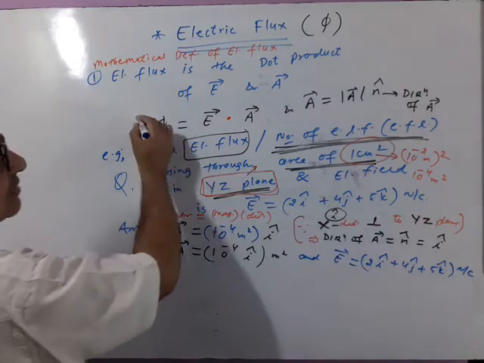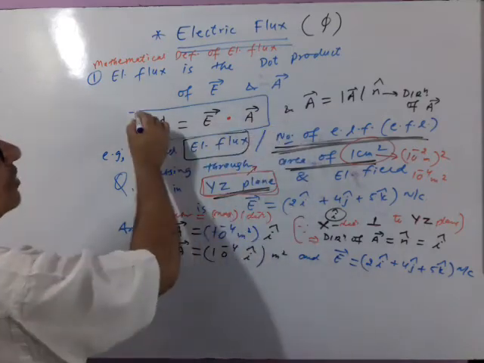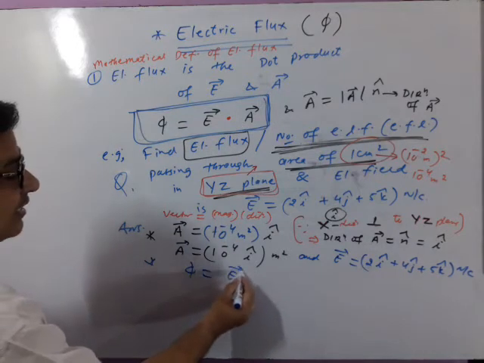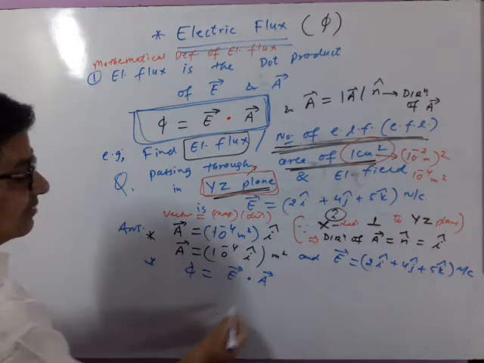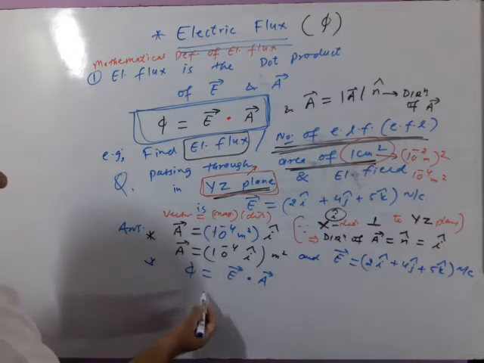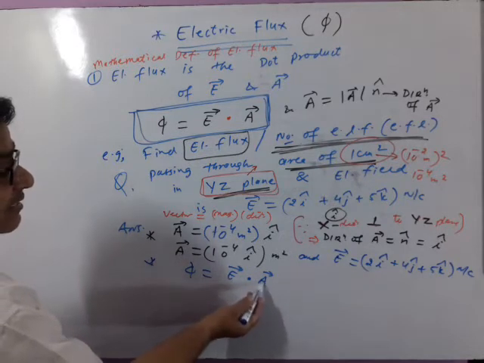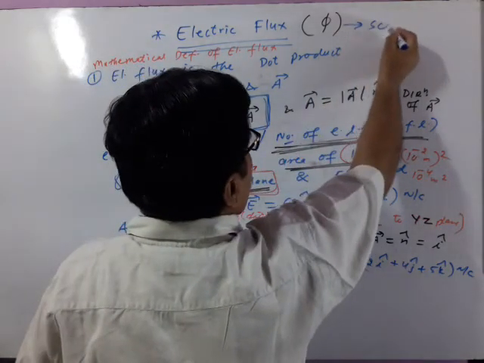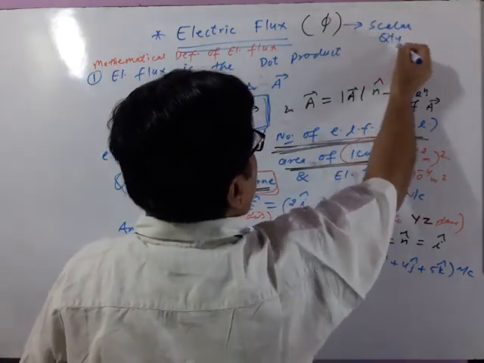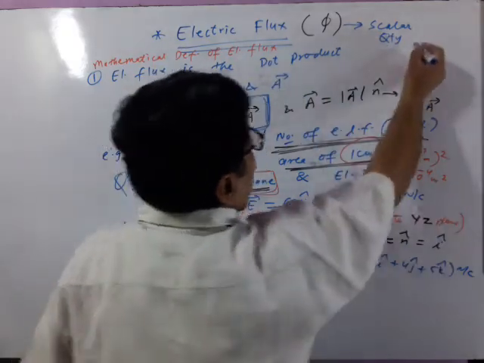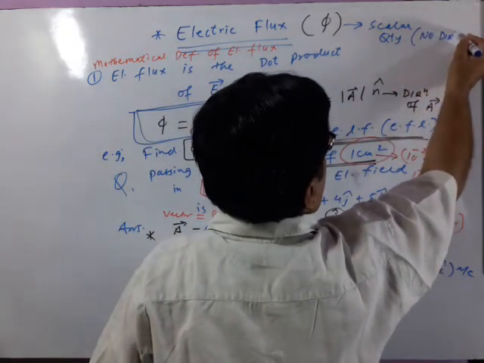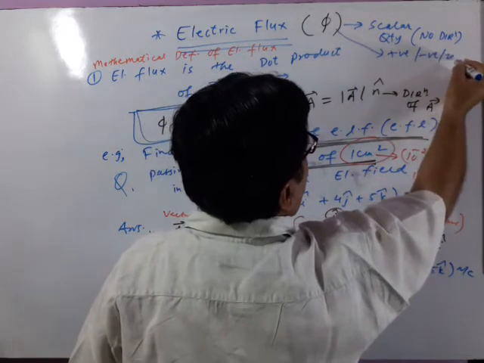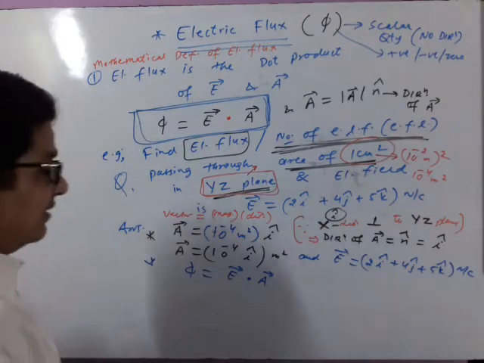Now what is electric flux? It is the dot product of E vector and A vector. See, it is a dot product. When we take the dot product of two vectors, it is a scalar quantity. So remember, flux is a scalar quantity. It has no direction at all. So it can be positive, it can be negative, it can be zero. It is a scalar quantity.